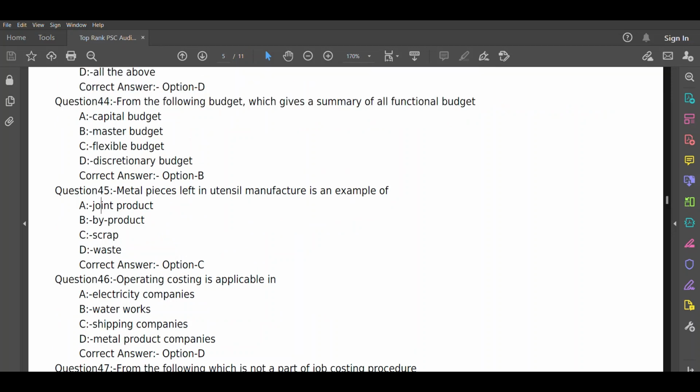From the following budgets, which gives a summary of all functional budgets? Master budget. Metal pieces left in utensil manufacture is an example of scrap. Operating costing is applicable in metal product companies.